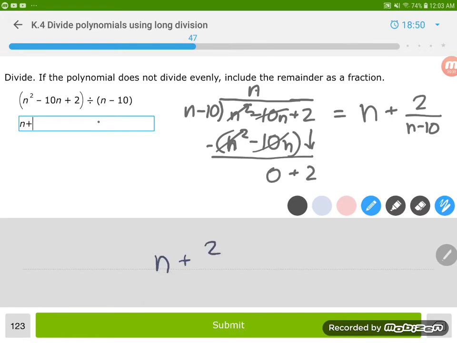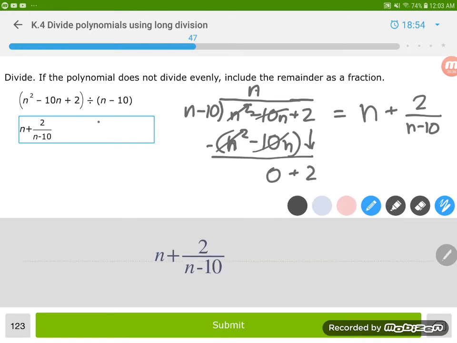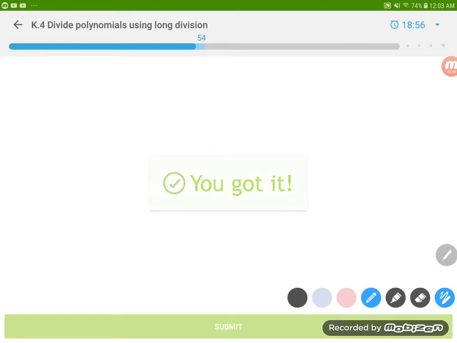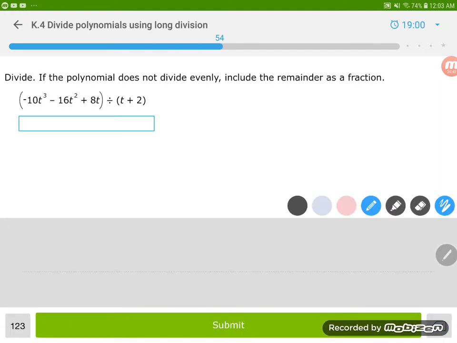N plus 2 divided by n minus 10. Okay, cool. We will hit submit. Yes, it is correct. That's nice. All right, so same deal. Now notice, as these get more difficult, it's not that they actually get more difficult, it's just that there's more steps to it. So we're going to go about this again.